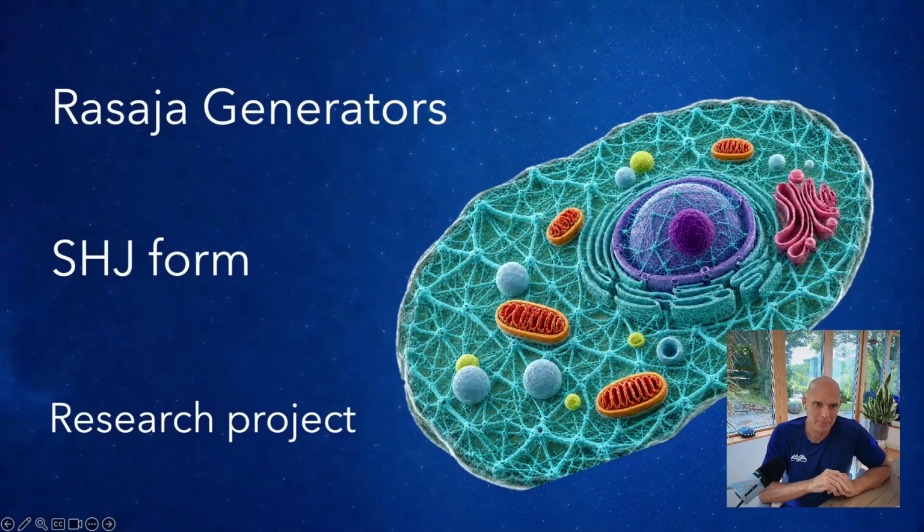Another thing it does is it builds what we call Rasaja generators. Now, we don't know that much about these yet, to be honest, but we know that they are little generators that exist within the framework, within the membrane, and those generators can make molecules, atoms and molecules. It can produce stuff inside the cell.